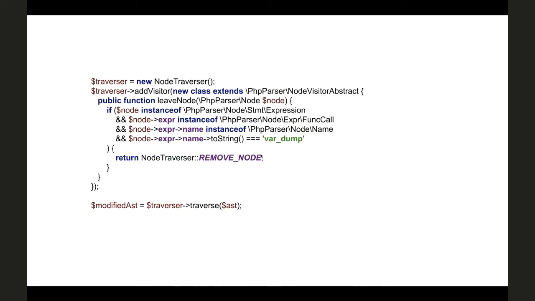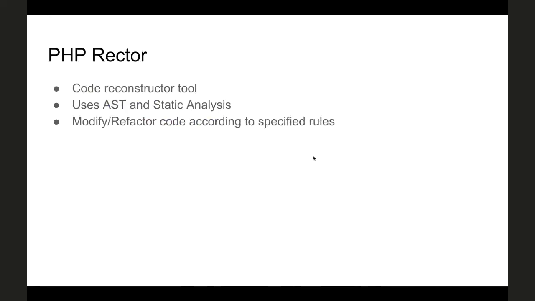And probably someone can think that it's a really good idea to create some automation in this case and provide a framework to simply write rules and actions which need to be done, so that the refactoring of routine things is automated and easy. And unfortunately, this tool already exists. It's called Rector. It's a code reconstructor tool which uses abstract syntax tree and static analysis to modify and refactor code according to the specific rules which you can specify.